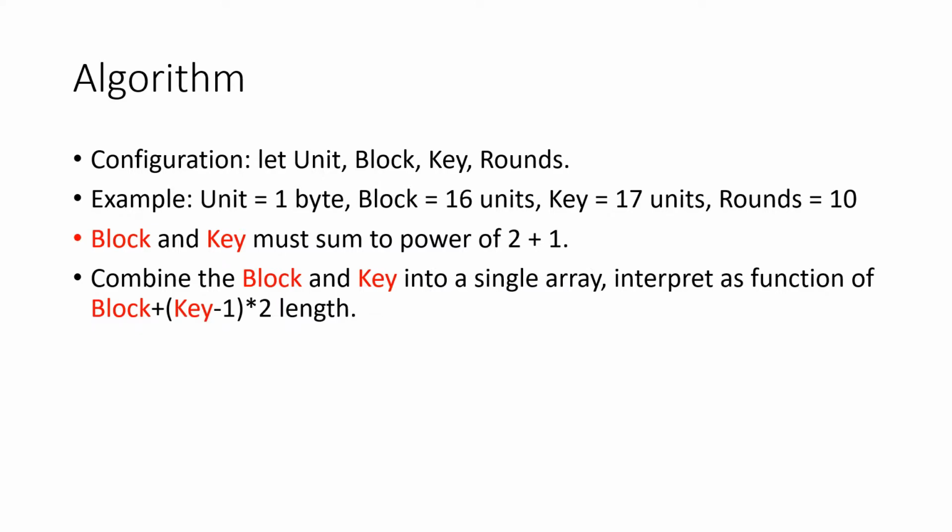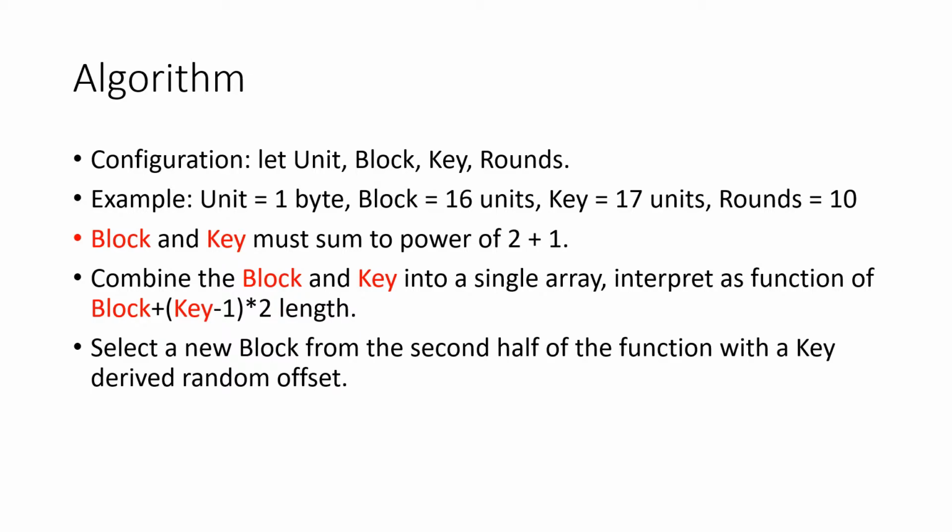We first combine the block and the key into a single data column, and we interpret them as a function. We select a new block from the second half of this function with an offset that is randomly derived from our encryption key. We repeat this process for the number of rounds specified.